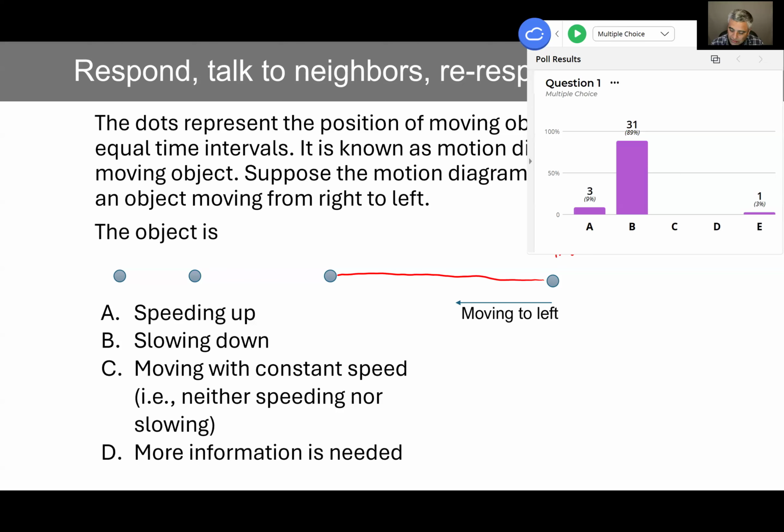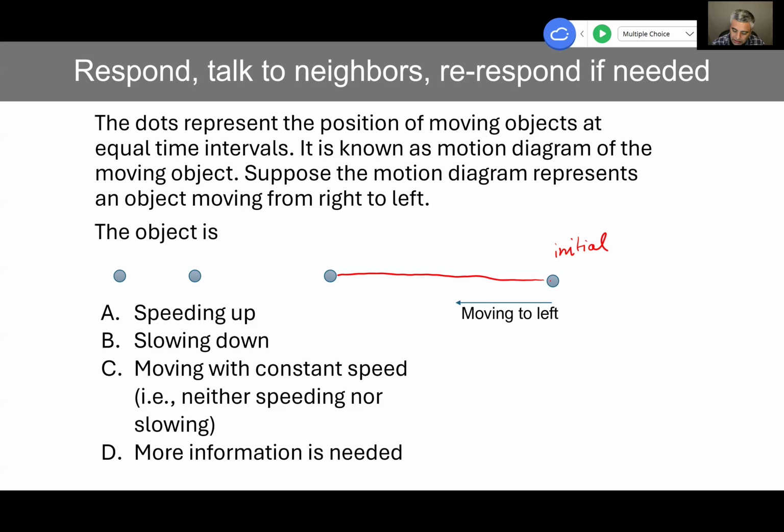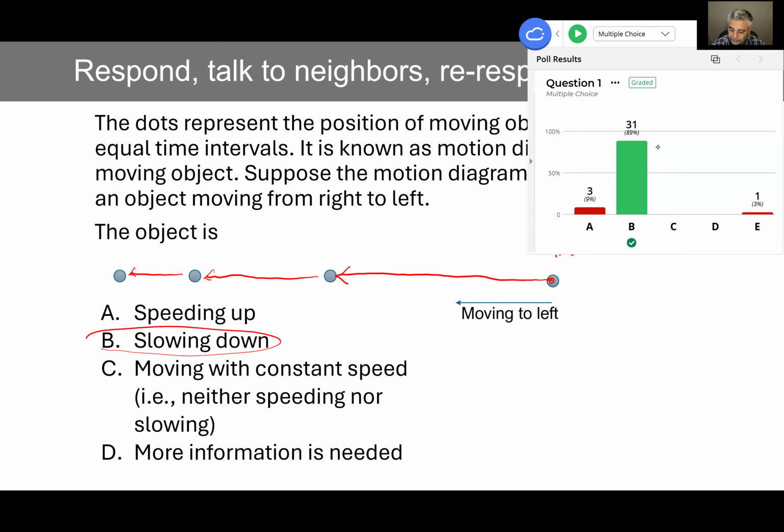Okay, let's see. So mostly we are getting B. Let's see if that's correct. So it starts from here, so goes there. So if I were to draw a displacement, so this arrow is proportional to displacement and also proportional to velocity because time interval for all of them are same. So you see length of the arrow is getting smaller and smaller means it's slowing down. Yes. Okay, so B is correct answer.